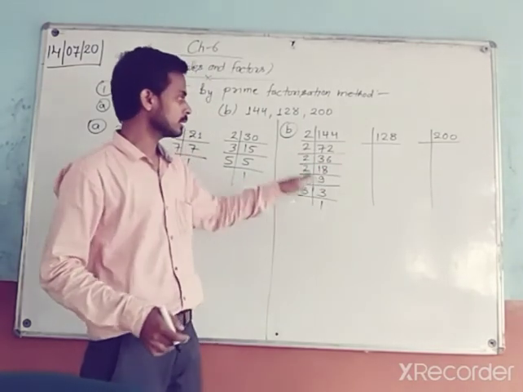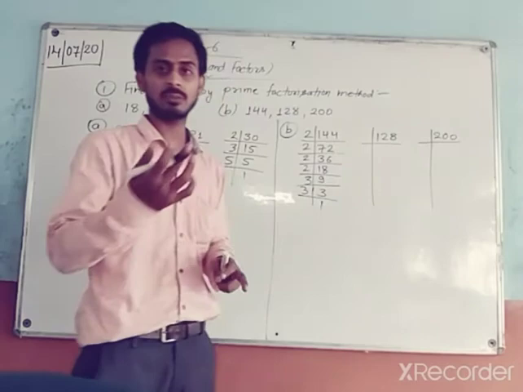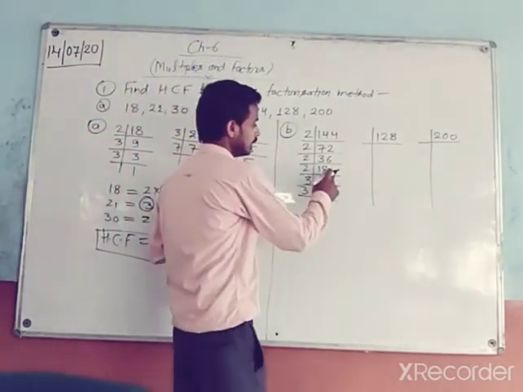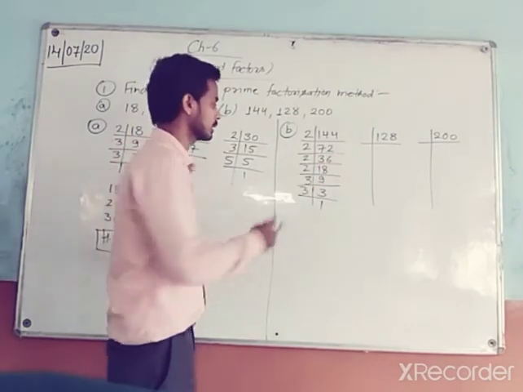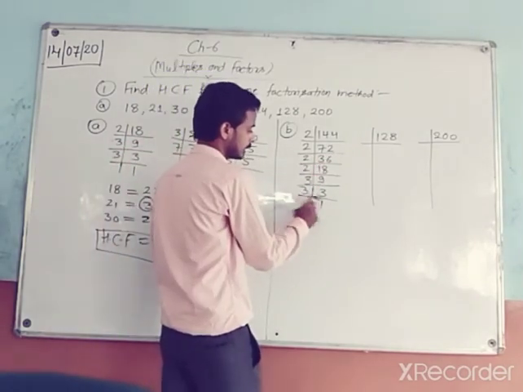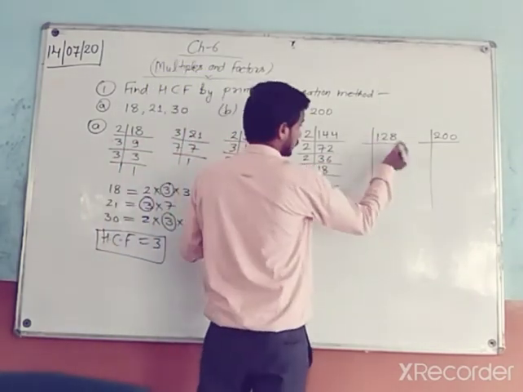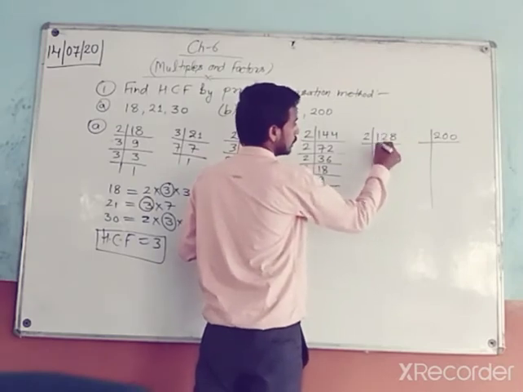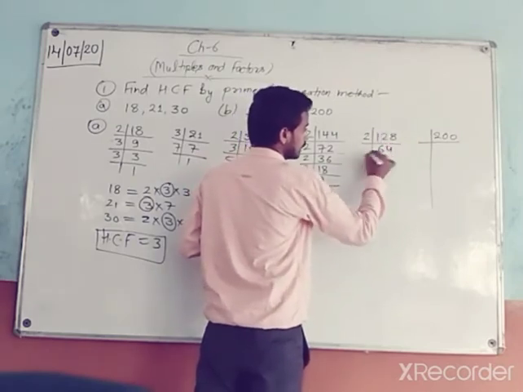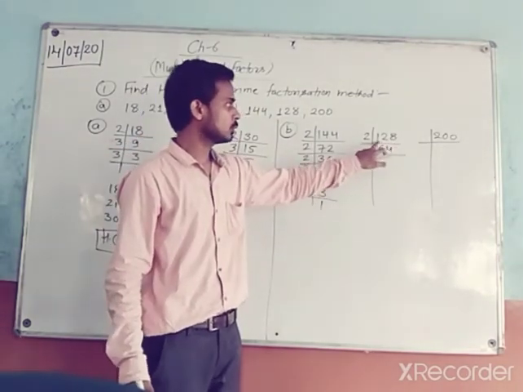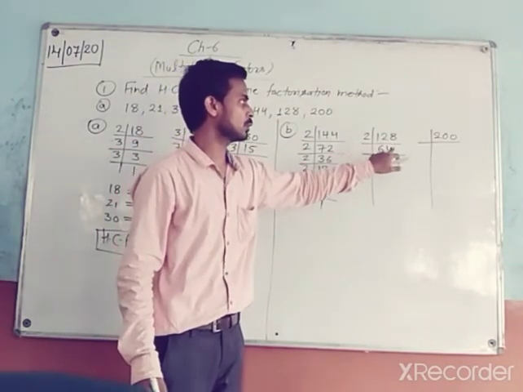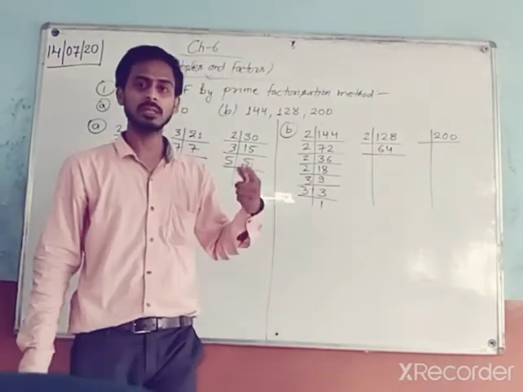You can do this division in rough. Then 2 eighteens are 36. You know the table of 18: 2 eighteens are 36, then 2 nines are 18, 3 threes are 9, 3 ones are 3. Now divide 128 by 2. 2 sixes are 12, 2 fours are 8. See, 1 2 8: 2 sixes are 12, 2 fours are 8. In this way you can divide the number also.